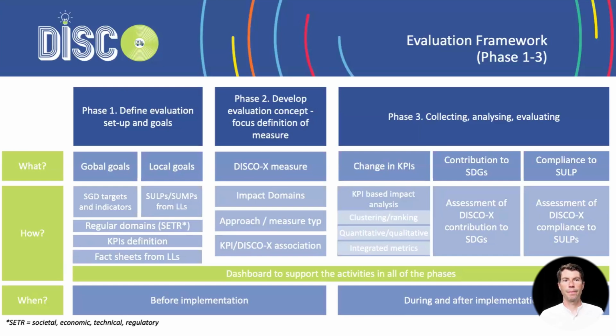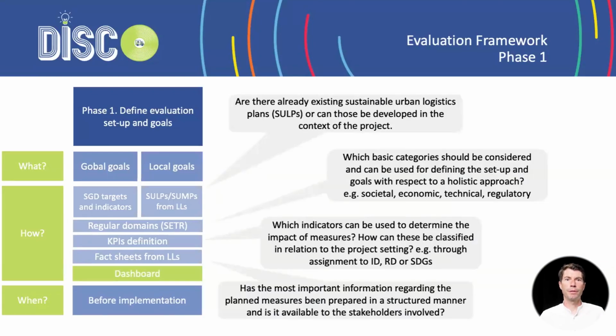I would now like to take you through all these 3 phases to illustrate which questions should be addressed in order to get from the definition of objectives in phase 1 to the determination of the impact of the measures implemented, which is phase 3. In phase 1, we need to take a closer look at the Sustainable Development Goals and work out how they relate to the planned measures. In addition, we need to check whether there is already an existing Sustainable Urban Logistic Plan, or if such a plan can be developed in the context of the DISCO project.